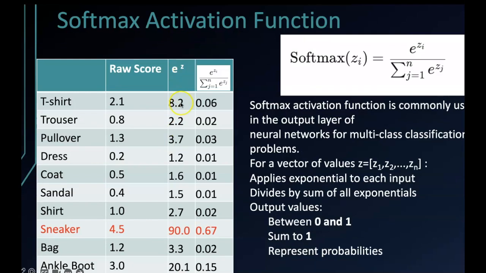And there's one more step. This column here with e to the power of whatever the raw score was, that's the e to the zi. We're going to divide that by the sum of all of these e to the power of zi values, and then we're going to get something that if you add them all together, it's going to be exactly 1. And now each of these is a probability between 0 and 1, so there's only a 6% probability that this item is a t-shirt, but there's a 67% probability that it's a sneaker, and it actually ends up being a sneaker when we look at the picture.